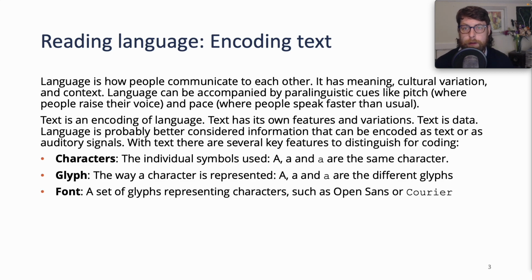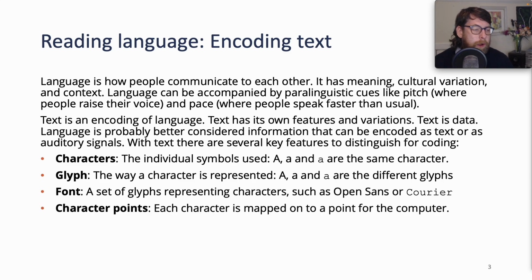Now, the set of glyphs that you would use to represent characters is known as a font. So here in this presentation and in this book, we've been using Open Sans for most of the text, but when I've been using system type text, I've been using Courier. Each of the characters is mapped onto a character point on a computer. So even if we want to use symbols like emoji or characters in a variety of languages with accents or perhaps pictograms and so forth, each one of them would have its own character point within a large set of possible characters.